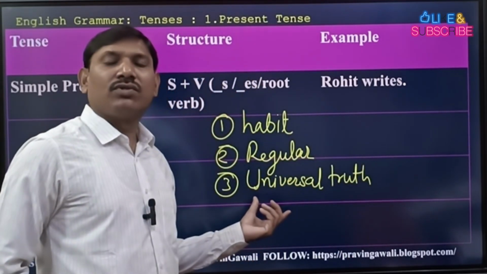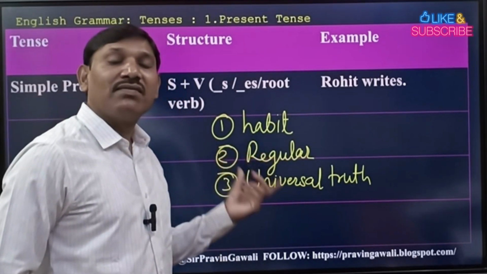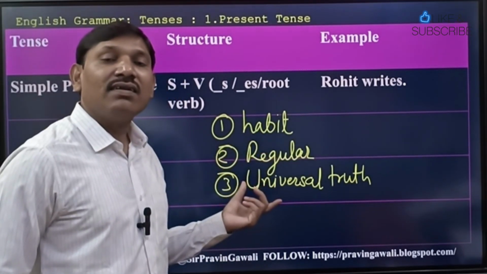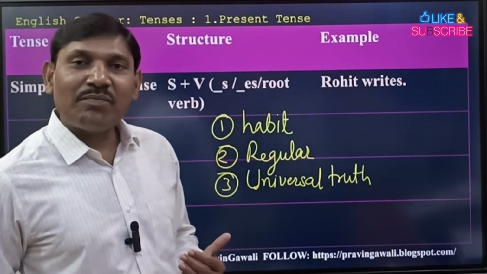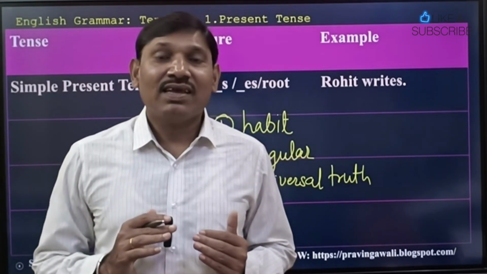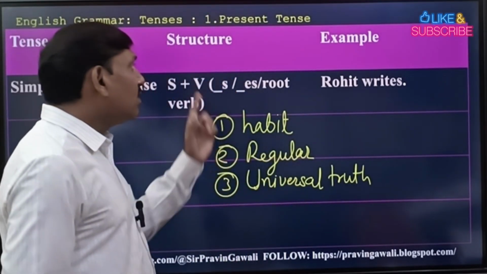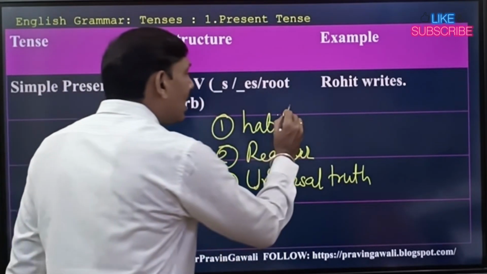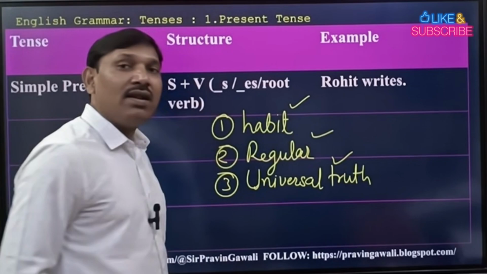Which is all time truth, which is all time real. That time we use simple present tense. For example, the sun rises from the east. This is the universal truth. For example, the earth rotates around itself, isn't it? So it is a universal truth, isn't it, students? So here we use simple present tense to tell about habit, regular action, and universal truth.